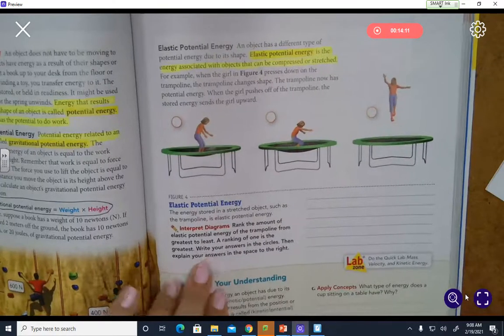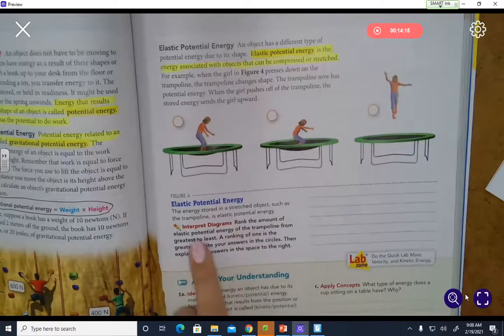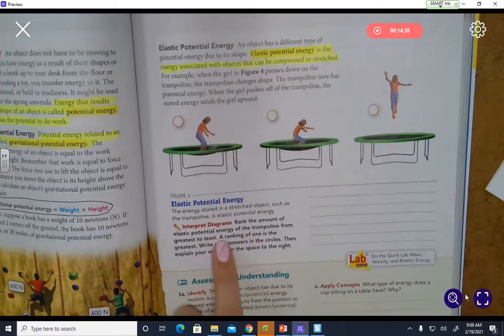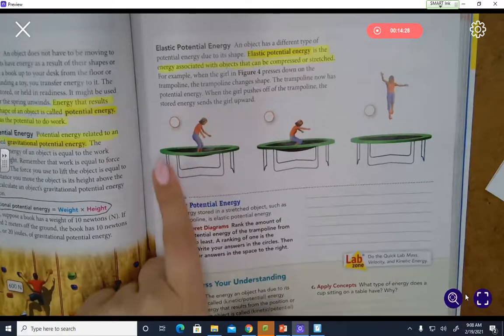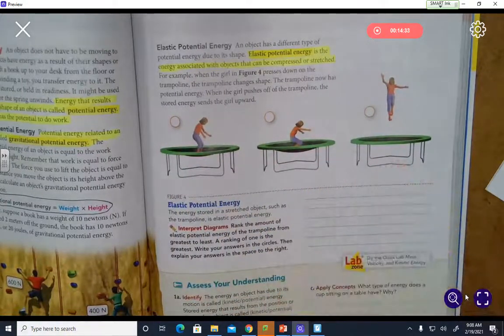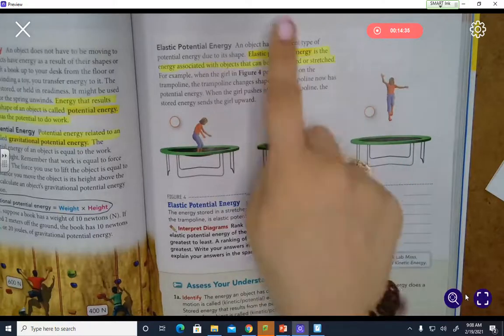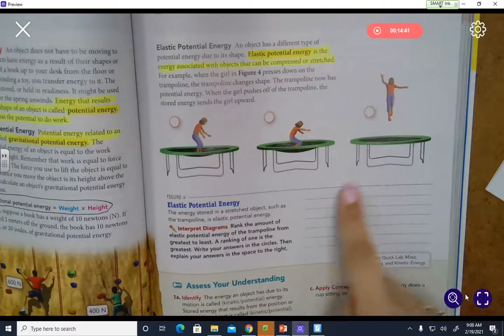So here we're interpreting the diagram. It says, rank the amount of elastic potential energy of the trampoline from greatest to least. A ranking of 1 is the greatest. Write your answer in the circles, then explain your answer in the space to the right. So you're using 1, 2, and 3 to rank where she has the most elastic potential energy. 2 where it's in the middle, and 3 where she has the least, and then explain it over here.